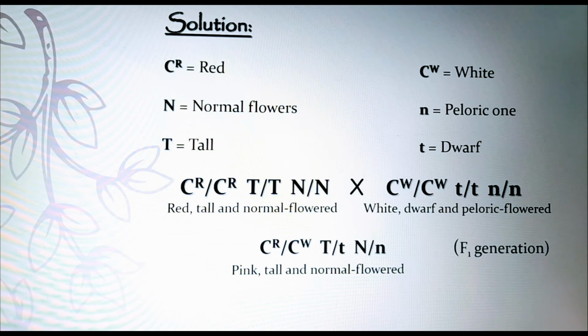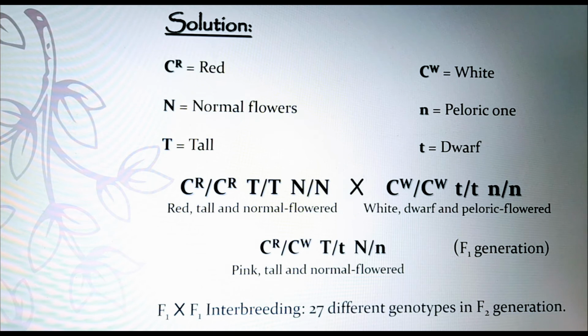From this cross we get all the F1 plants triple heterozygous, with the genotype CRCW, capital T small t, capital N small n, and the phenotype is pink, tall and normal flowered plants. Interbreeding the F1 generation will produce 27 different genotypes in the F2 generation. This follows from the rule that the number of genotypes is 3^n, where n is the number of heterozygous gene pairs involved in the F1 cross.